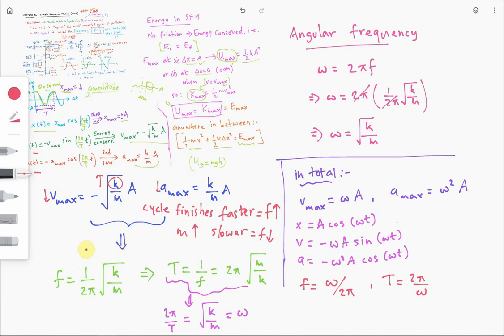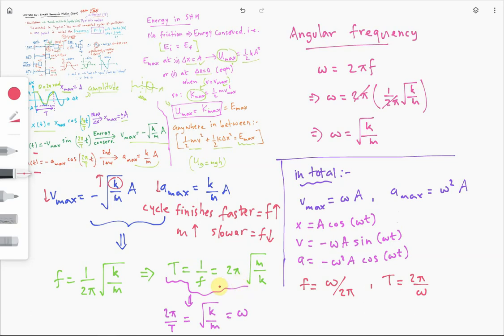From that stem these expressions of frequency and time period. Frequency is found by 1 over 2 pi times the square root of k over m for a mass spring system like this. From there we can just write down what our time period is, because time period, as we know, is 1 over f, and we can just invert this whole expression.